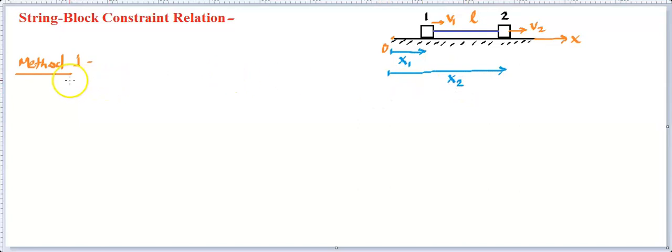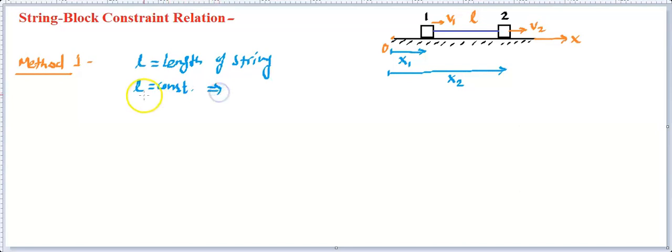So here in this method 1, we will be simply using this property that the string is inextensible. That means L is a constant. L is the length of a string, and it is a constant because we know that length does not change. And now we will be using the rules. If something is constant, what is the derivative of this?